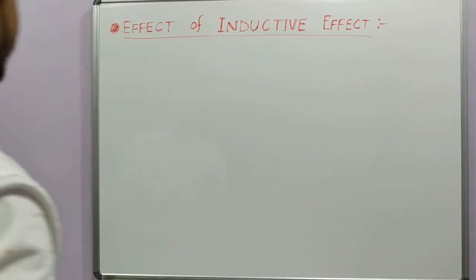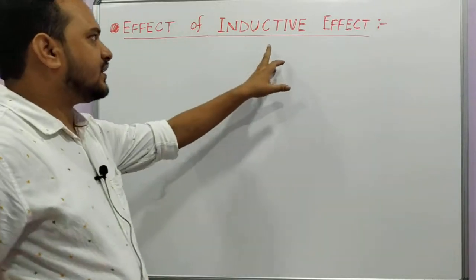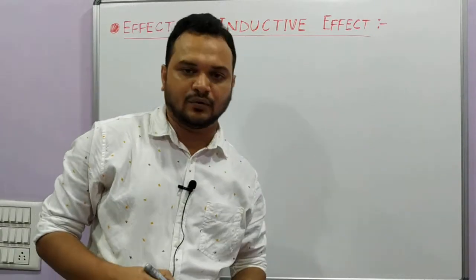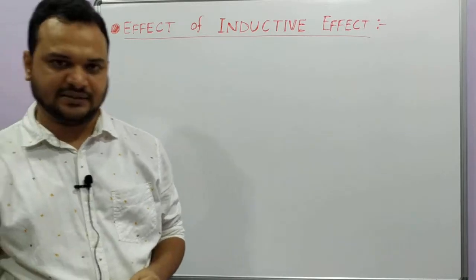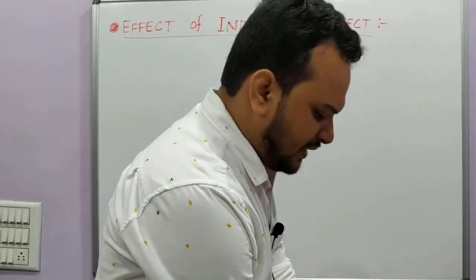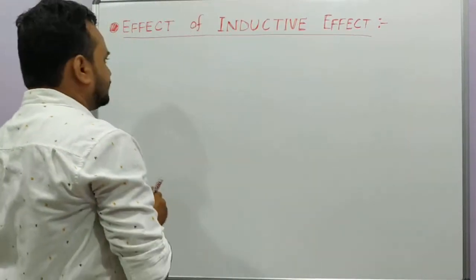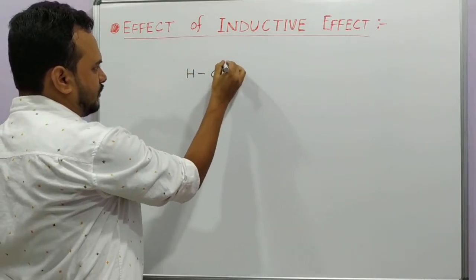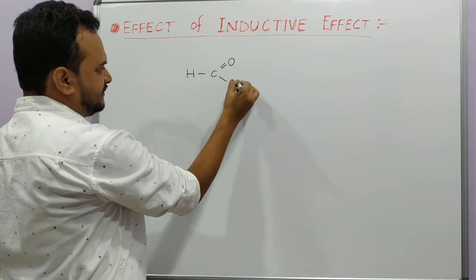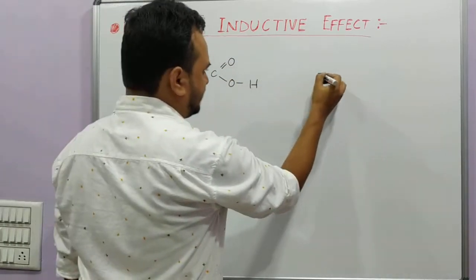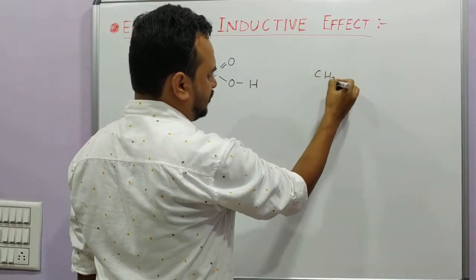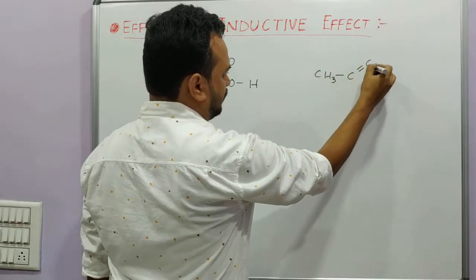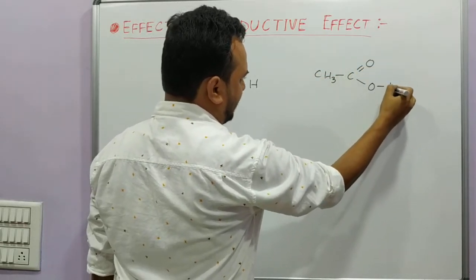Now our next point is how inductive effect can regulate the strength of acid. Okay, so first we take two very familiar examples. One is your formic acid, and the other one is the acetic acid. Two most well-known carboxylic acids.